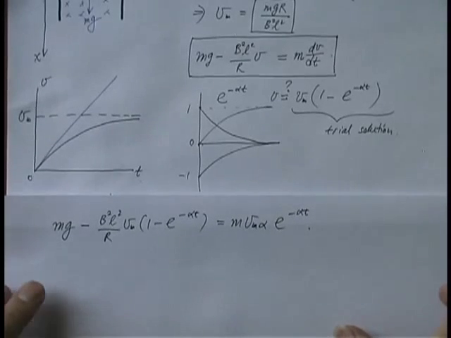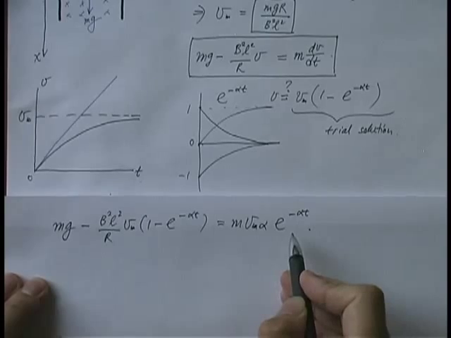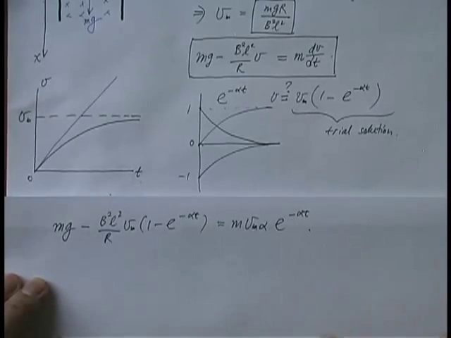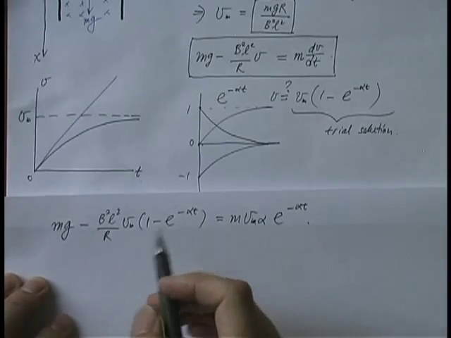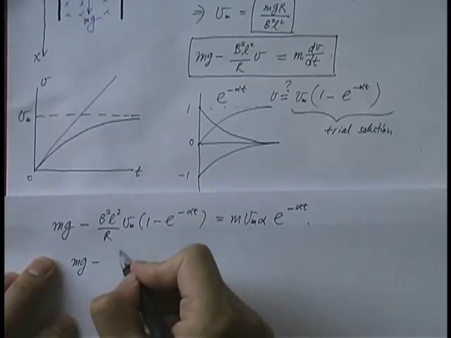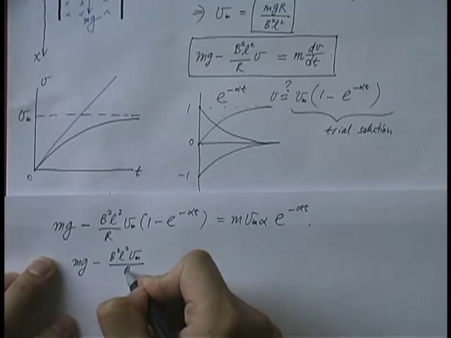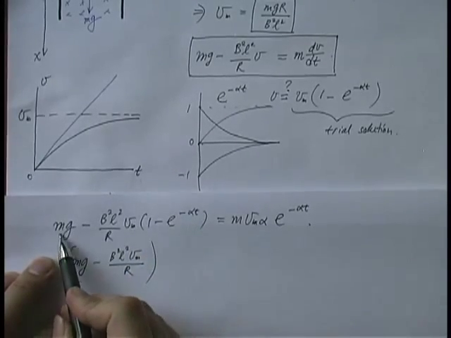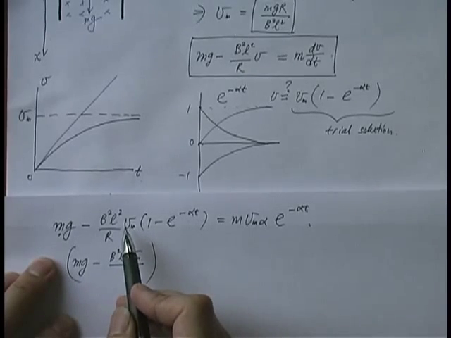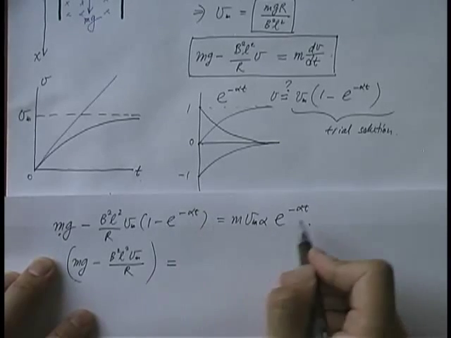Now here, there are two terms that are time variable. I'm going to move both terms to the right-hand side, and keep everything else on the left-hand side. So on the left-hand side, I have this and I have this. So you get mg minus b squared L squared v maximum over r. That's what I have left on the left-hand side. Two constant terms. And on the right-hand side, I have this guy and I have this guy.